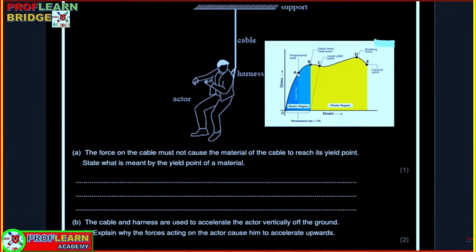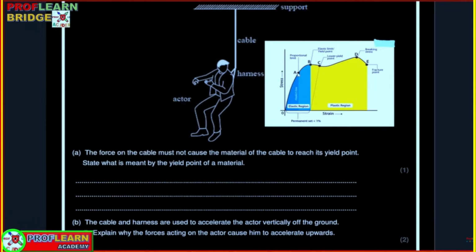We have another point B, which is called the elastic limit, or the yield point. This is the maximum stress beyond which an additional stress can cause this material to undergo plastic deformation, meaning the material can be deformed permanently. C is a lower yield point. We have the breaking stress, which is D, which is the maximum stress a material can withstand, beyond which the material is going to break or fracture.